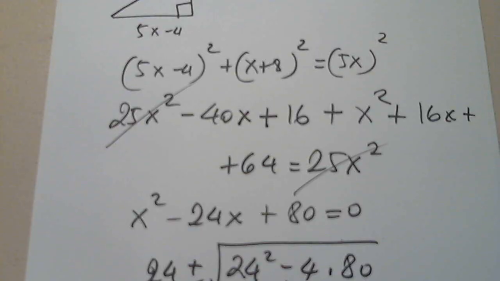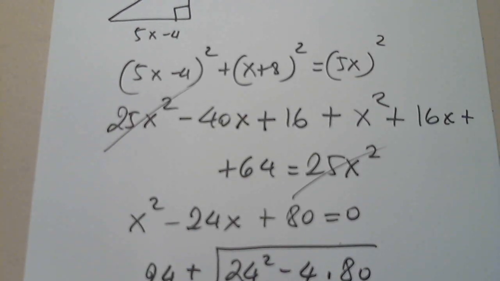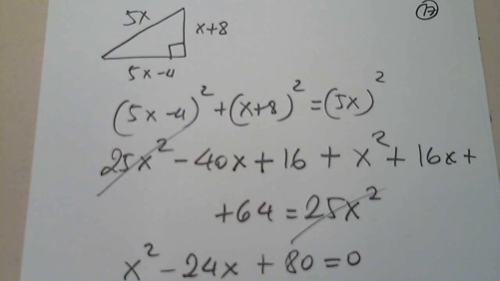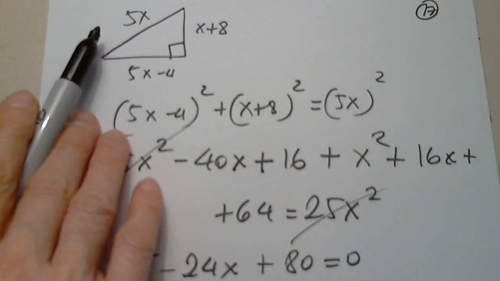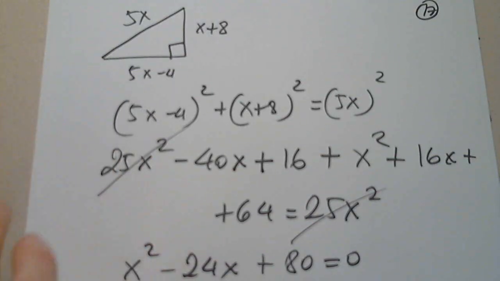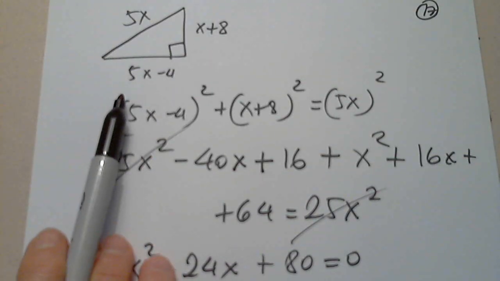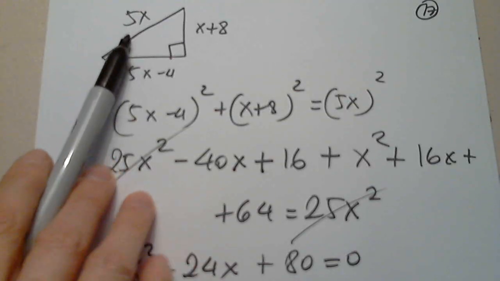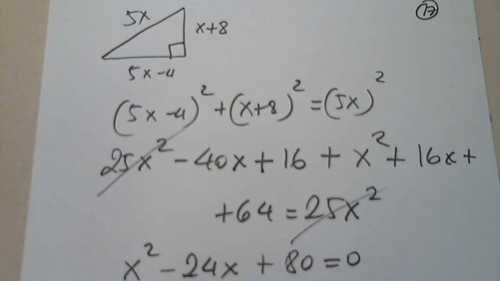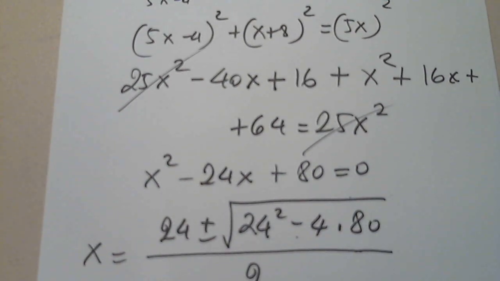Let's see if both work. X equals 4. Yeah, one side is 12, the other one is 20, and this one is 16. Okay, let's see with 20. Yes, 28, 100, and 100 minus 4, 96. Okay, fine, both work. So now I go to the problem.